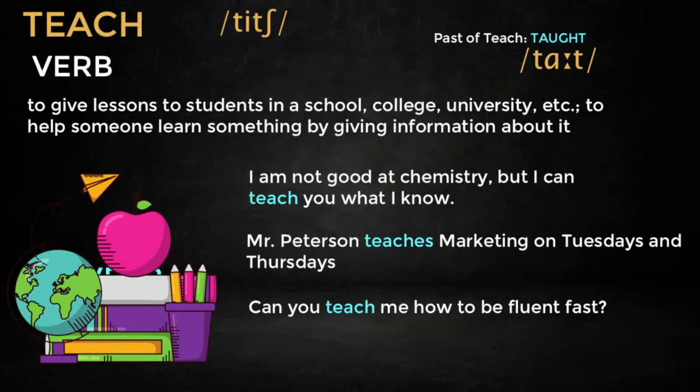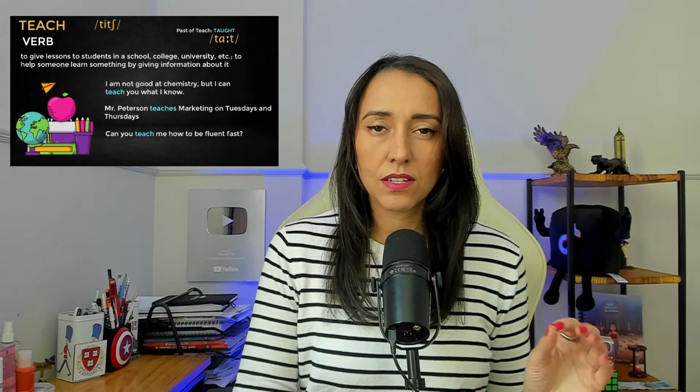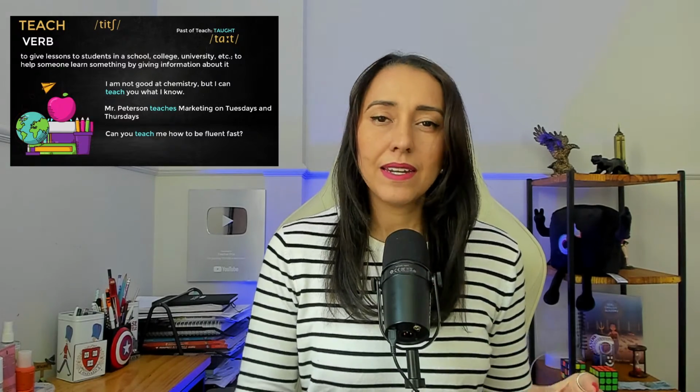Okay? So teach is an action. It is a verb. I teach. My friends teach. Teachers teach. Okay? And here you have the pronunciation, teach. And the past of the verb teach is taught. Taught. Got it? Awesome. Now, guys, to teach means to give lessons. To give lessons about something. Typically in a school, okay?